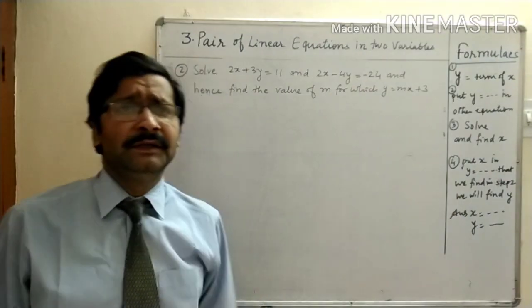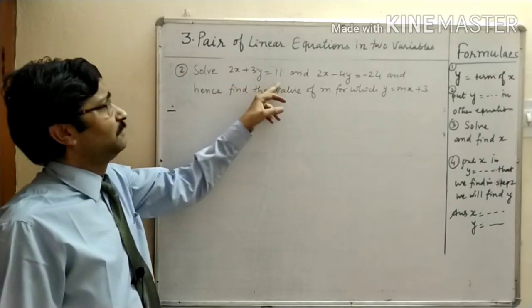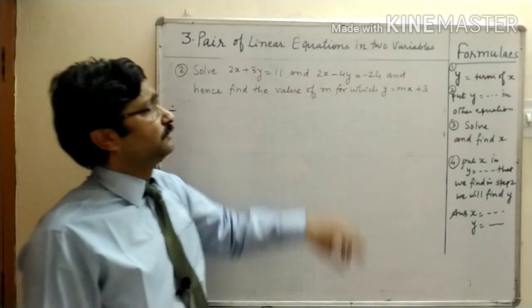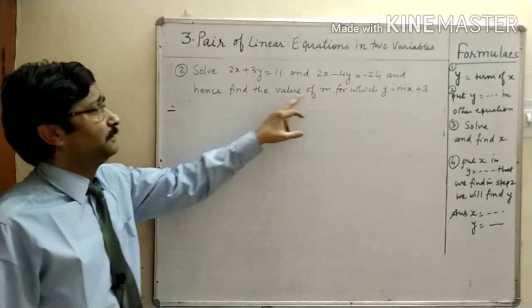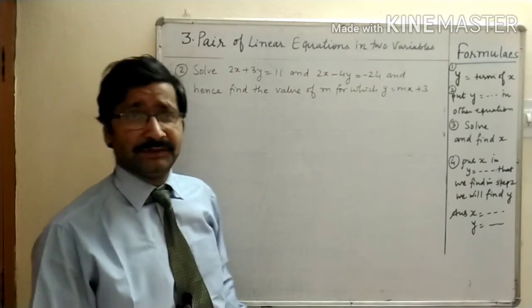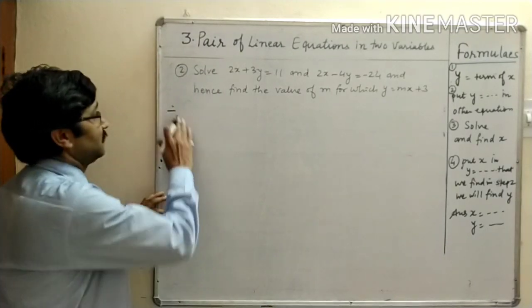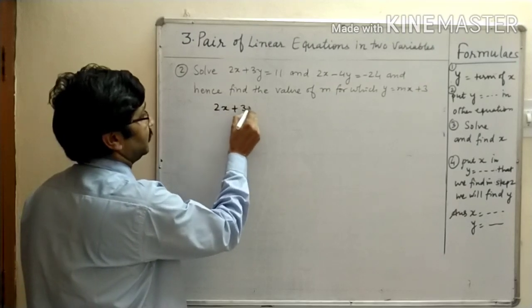Now look here, we have one more question. Solve 2x plus 3y equal to 11 and 2x minus 4y equal to minus 24, and hence find the value of m for which y equal to mx plus 3. It is a very simple question, and we use the substitution method only. The first equation is 2x plus 3y equal to 11.